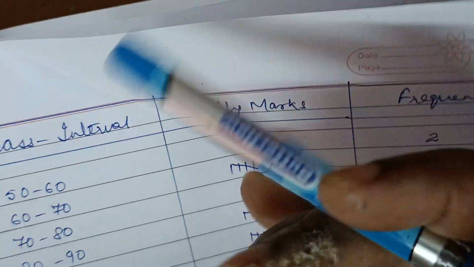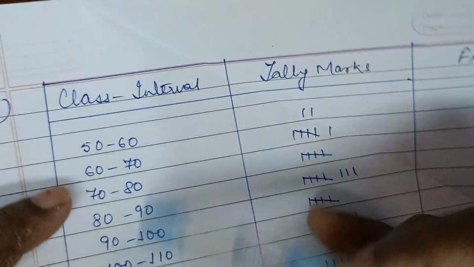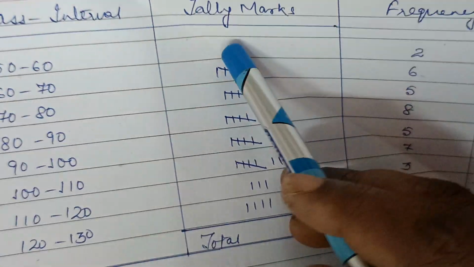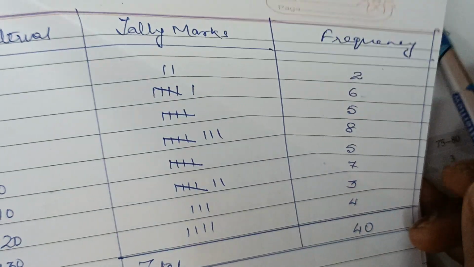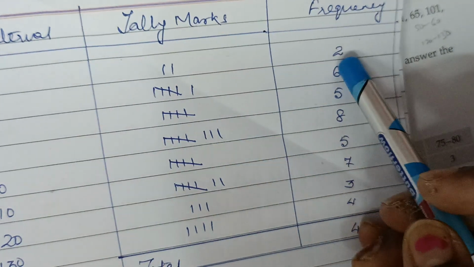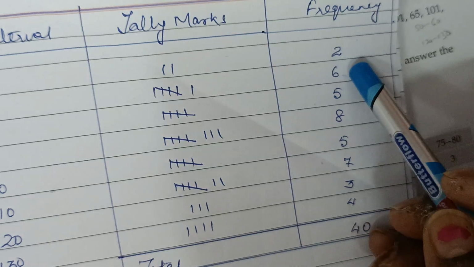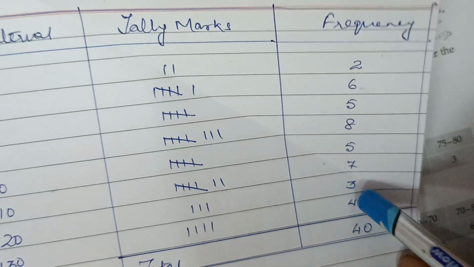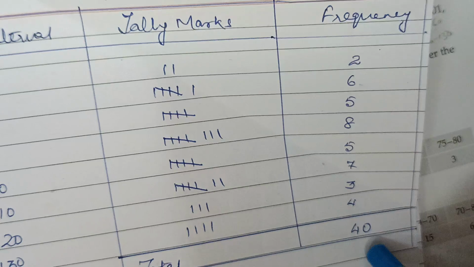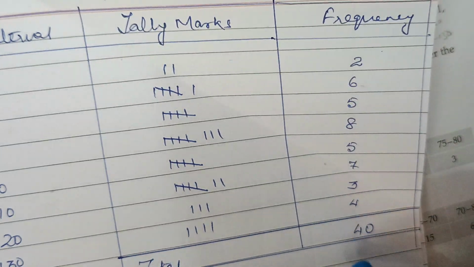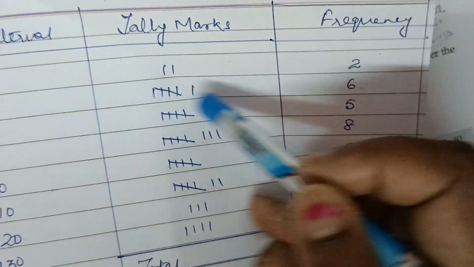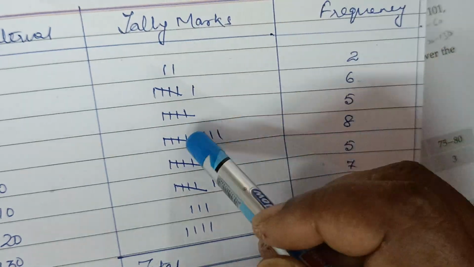So when you solve, you will get 50 to 60, 60 to 70 like this, and you have to count the number of houses having bills between 50 to 60, that we got as 2, 60 to 70 and so on. When you total the frequencies, it will be 40. Whatever number is given, that should come here. Then you will draw the tally marks according to the frequency.